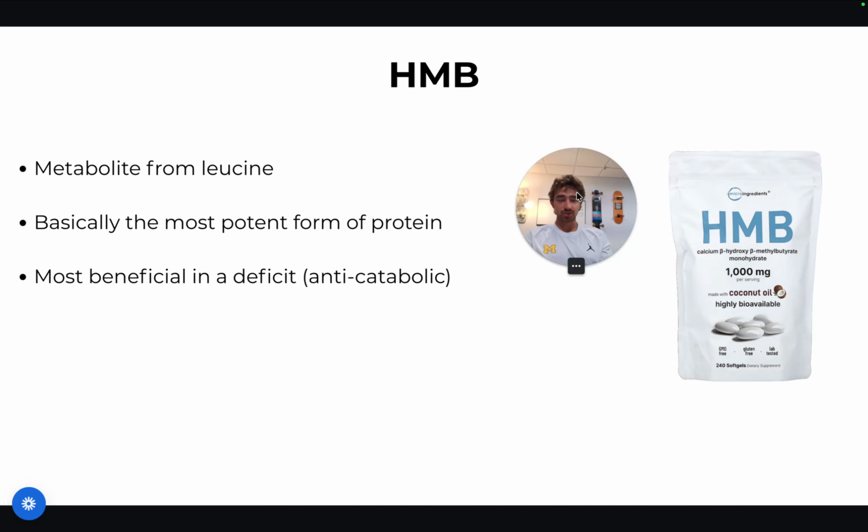And then HMB. So this is a really good supplement specifically for cutting. If you don't know what HMB is, it's the metabolite from leucine. You can kind of think of this as the most potent form of protein that you can get. So the strongest amino acid for muscle growth is leucine, which comes from protein. And then HMB is another metabolite from leucine. So it's a very, very potent muscle growth signal that you can send, but it's most beneficial in a deficit. It's not really going to add more in a surplus, but it's definitely anti-catabolic.